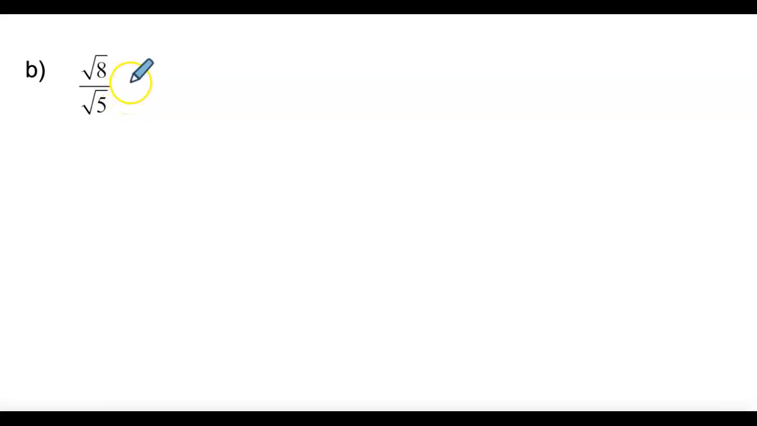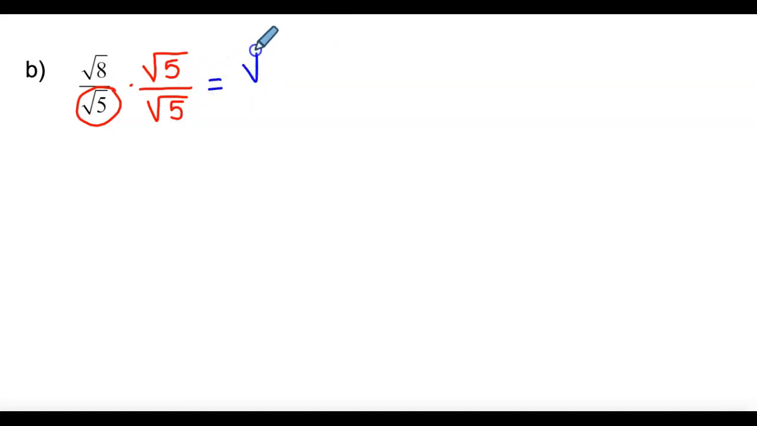We can't easily do this. So instead we are going to use a method called rationalizing the denominator. When we rationalize the denominator, we multiply both the numerator and the denominator by whatever the radical is in the denominator. In this case, it is the square root of 5. Therefore, we are multiplying the square root of 8, or the numerator, by the square root of 5, and we are multiplying the denominator also by the square root of 5. Now let's go ahead and do this multiplication.